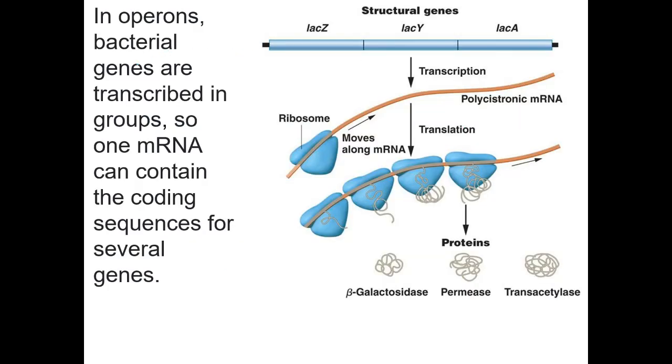So in operons, bacterial genes are transcribed in groups. So one messenger RNA contains the coding sequences for several genes. So that's how they're either on or they're off. It's all or nothing, which makes sense because there's no reason to make LacZ enzyme, so there's no reason to transcribe this one if you're not transcribing the others as well.